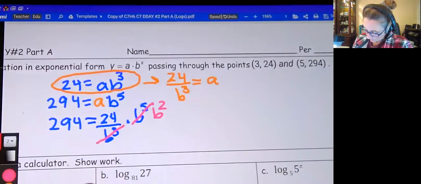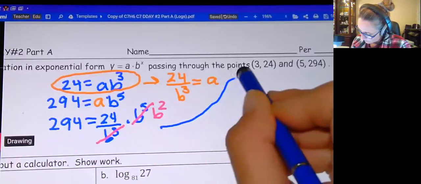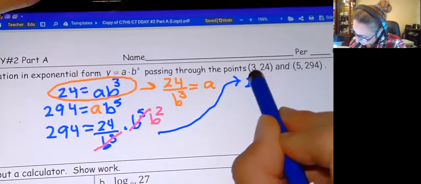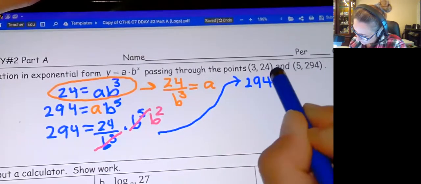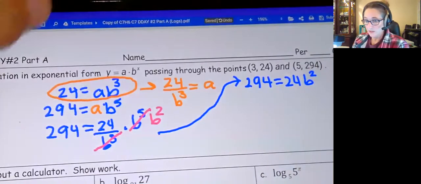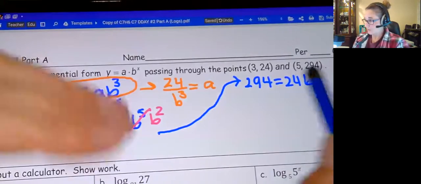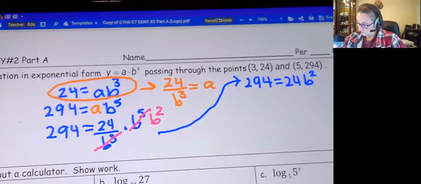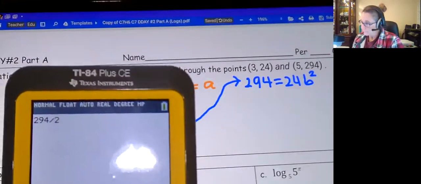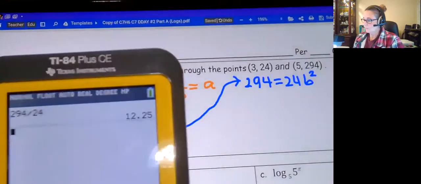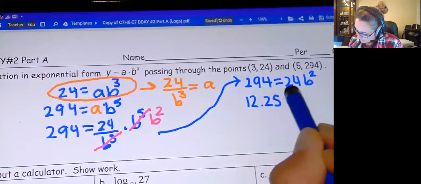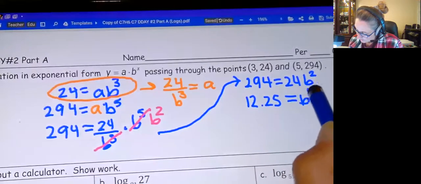Now when I rewrite this, I am going to have 294 is equal to 24B to the second. I'm going to divide both sides by 24. So 294 divided by 24 is 12.25. So it's going to be 12.25 is equal to B to the second.